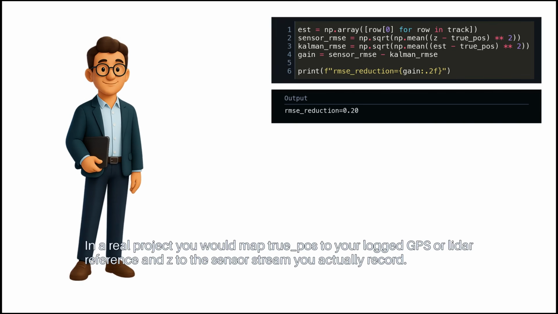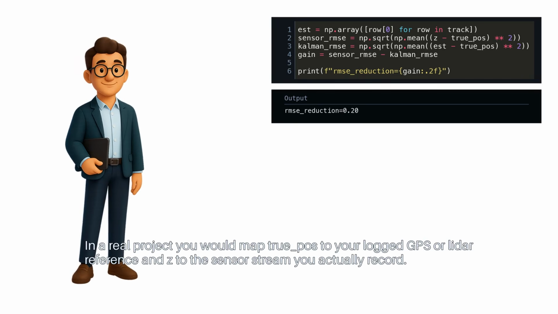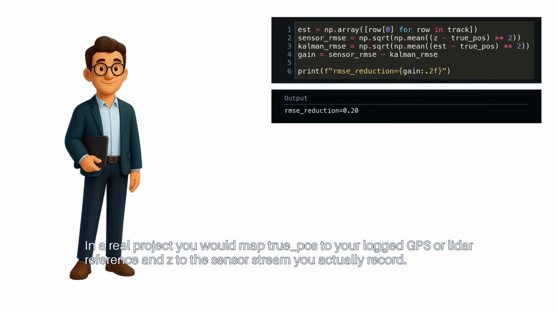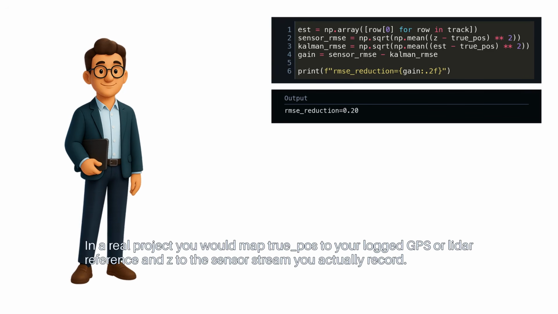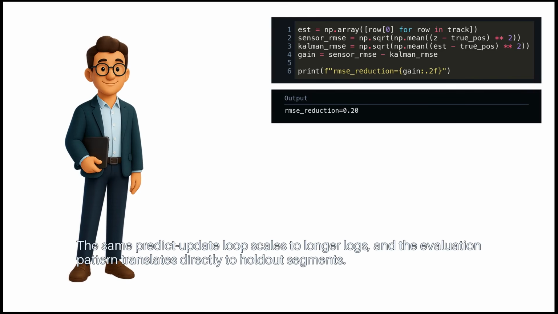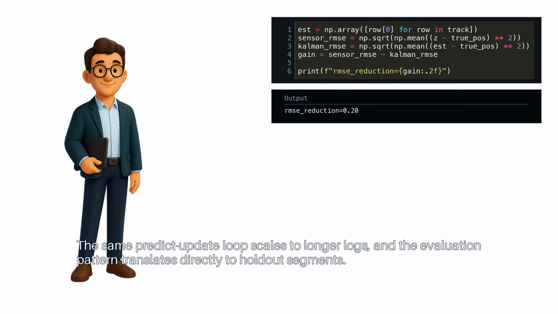In a real project, you would map true pos to your logged GPS or LiDAR reference and Z to the sensor stream you actually record. The same predict update loop scales to longer logs, and the evaluation pattern translates directly to holdout segments.